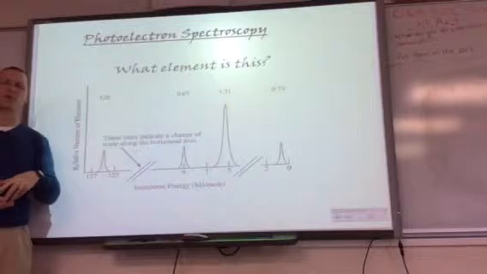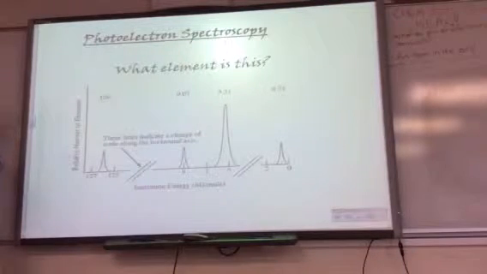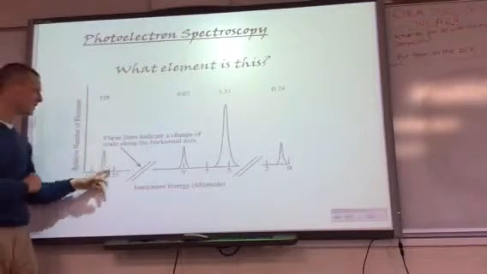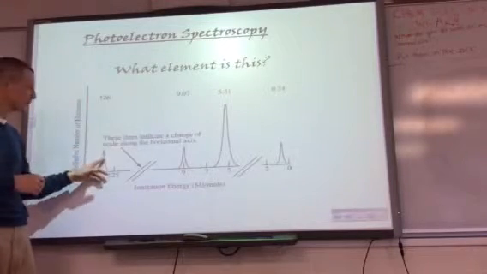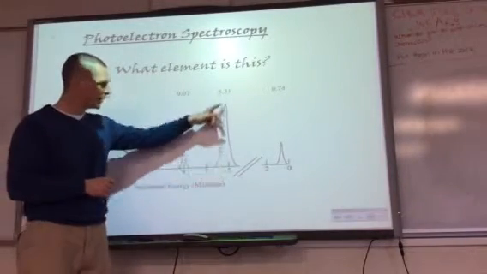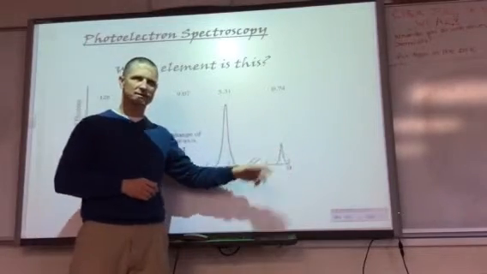Take a look at this one. Which element is represented by this spectrum? Yell it out when you think you know. Don't be shy. What element? These are 1s electrons, right? Farthest left are the closest to the nucleus, 1s, 2s, 2p, and 3s. Take a stab at it.